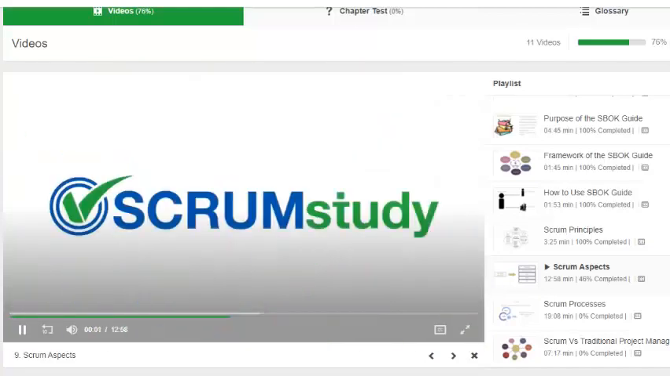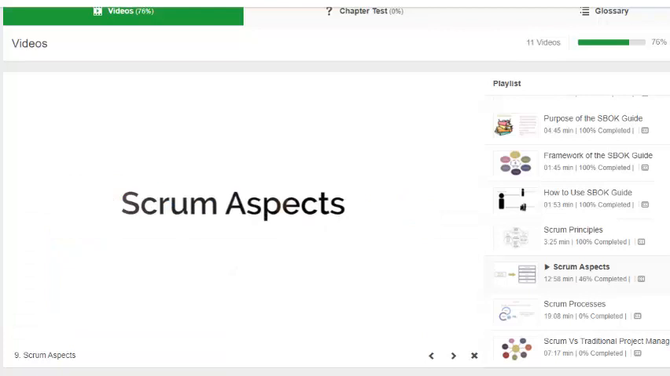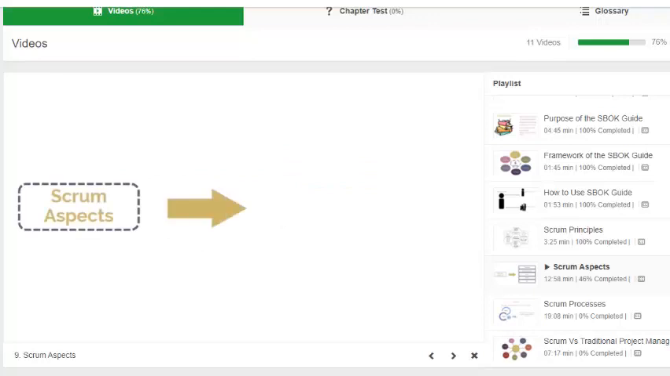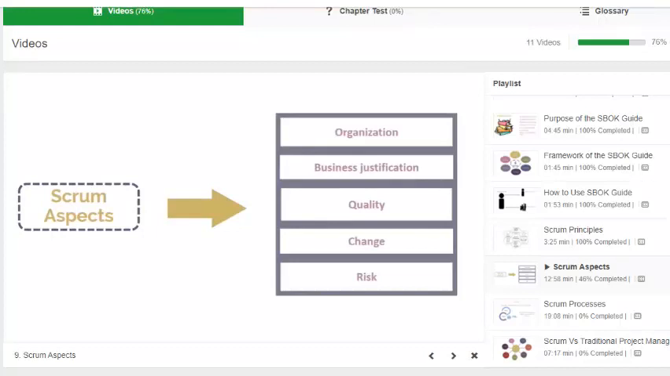Hello, and welcome to the new module, Scrum Aspects, under the framework of the SBOK Guide. This module will introduce you to the various aspects of Scrum, which must all be addressed and managed through a Scrum project. The 5 Scrum aspects that we will discuss in this module are organization, business justification, quality, change, and risk. In the SBOK Guide, all 5 Scrum aspects are presented in chapters 3 through 7. We will be discussing all of them one by one, but let's first start with the very first aspect, organization.